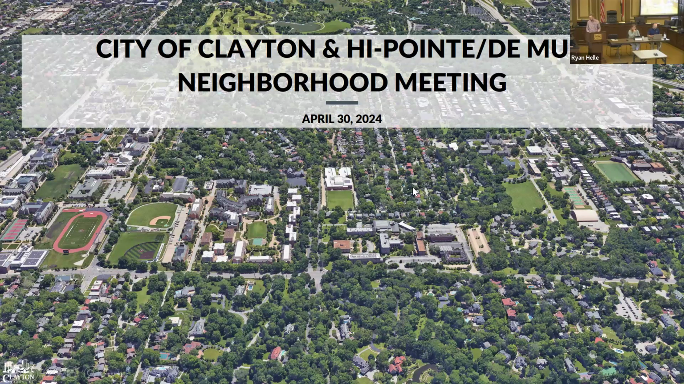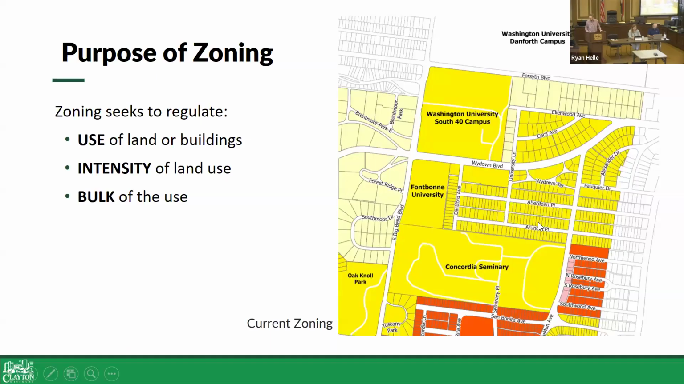We are recording this as well. So anybody that isn't here this evening has the ability to watch the presentation. So this is a continuation of the discussion that we've been having about the proposed project on the west side of the Concordia campus, along with the South 40 on the WashU campus.